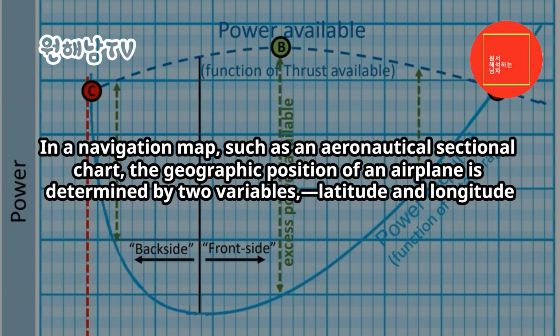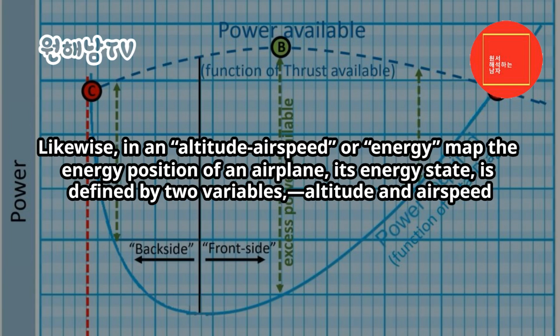In a navigation map, such as an aeronautical sectional chart, the geographic position of an airplane is determined by two variables, latitude and longitude. Likewise, in an altitude-airspeed or energy map, the energy position of an airplane, its energy state, is defined by two variables, altitude and airspeed.